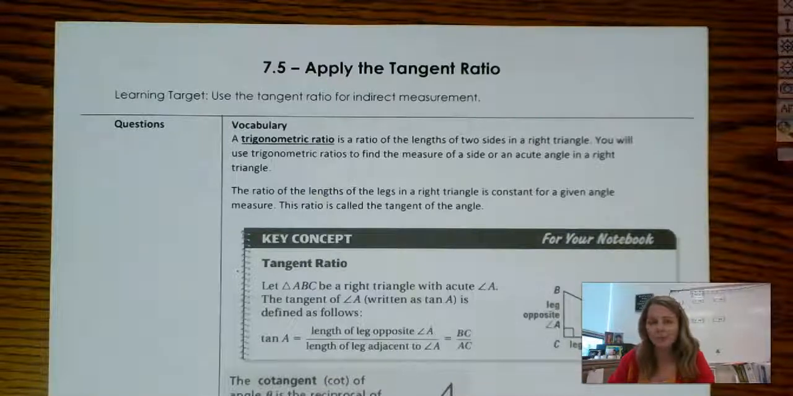Hi, today we are going to look at our next section. This is 7.5. It's called Apply the Tangent Ratio. So we are going to get into a part of right triangles called trigonometry.